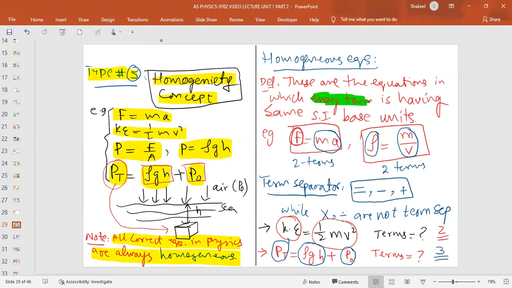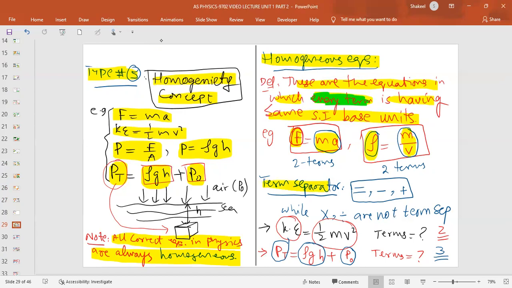Now let's see what is meant by homogeneous equations. These are equations in which every term has the same SI base unit. Now we have to see what is meant by term. Term means, like F equals MA: F is one term and MA is the second term. So two terms are there in this formula. Rho equals M by V: rho is one term and M by V is the second term. So it has two terms.